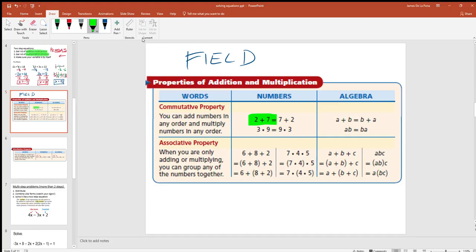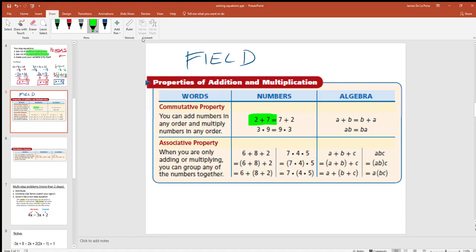We can see it in numbers, and we can see it over here in this table for algebra too. If I have a plus b, I can rewrite it as b plus a. Same value, nothing's changed. I can do the same thing with, again, multiplication. I can do a times b, same thing as b times a. And that's called the commutative property. That's just going to help us when we're rearranging longer step equations.